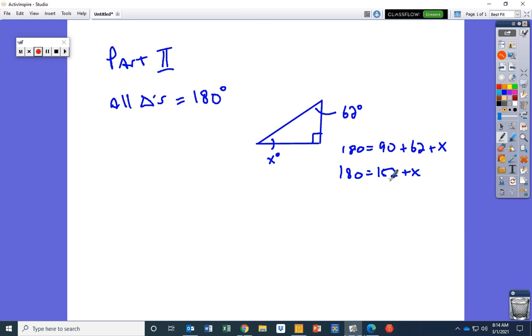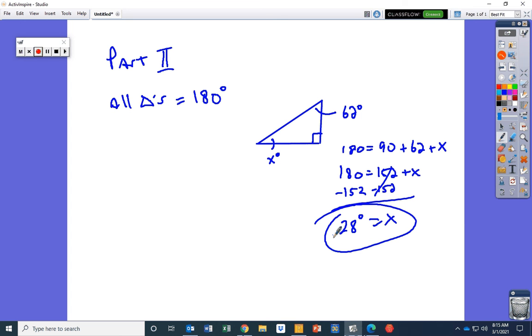152. So I'm going to subtract 152 from here and from here. Those cancel. What is 180 minus 152? 28. So this angle would be 28 degrees. Circle it and put your degree mark when you're finding a missing degree. Okay? Does that make sense?